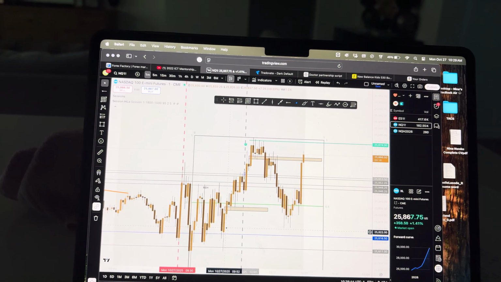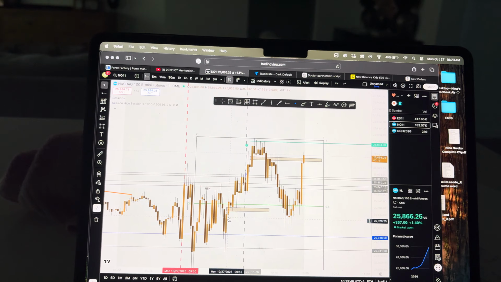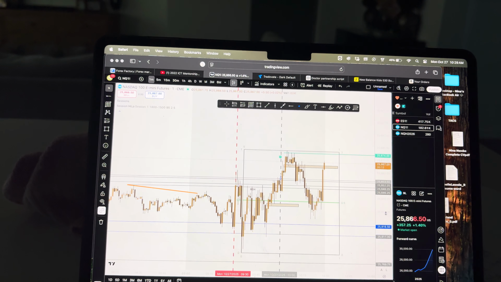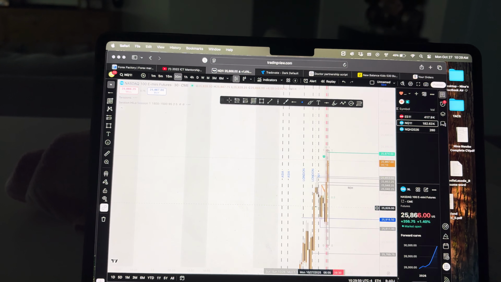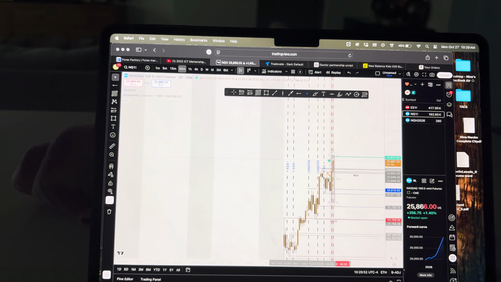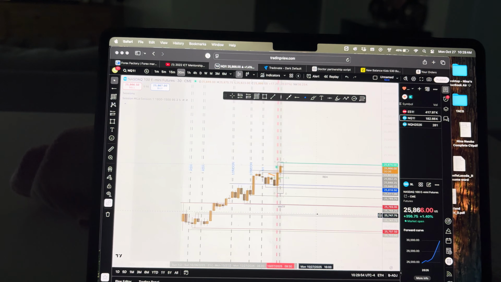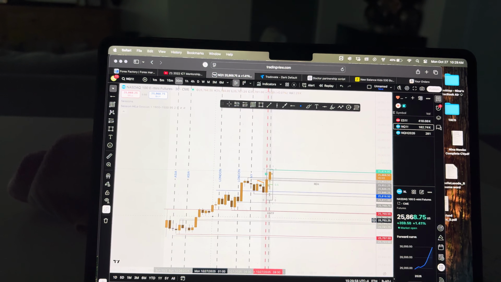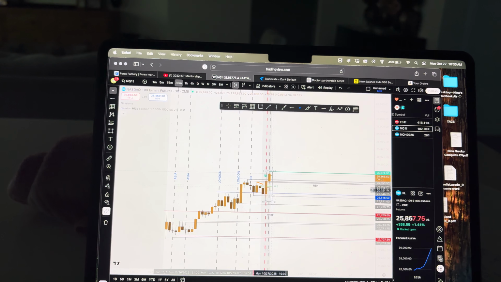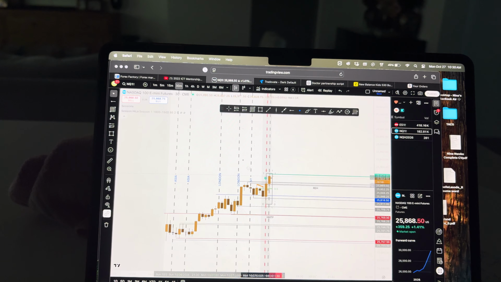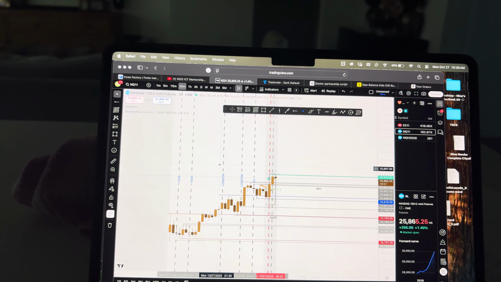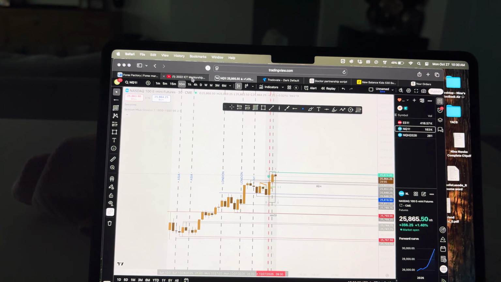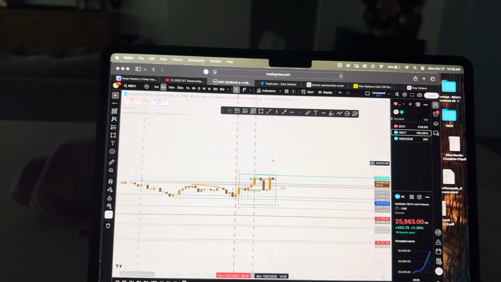So my bias for the day was bearish. Why was it bearish? Because if I move out to the 30-minute view, I look to see that London took out Asia highs. So I'm waiting for a reversal downward. My overall daily bias is still bullish, but for my intraday trading, it's bearish.